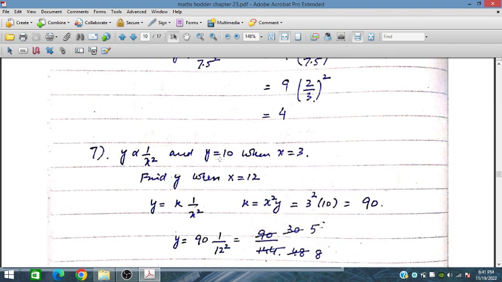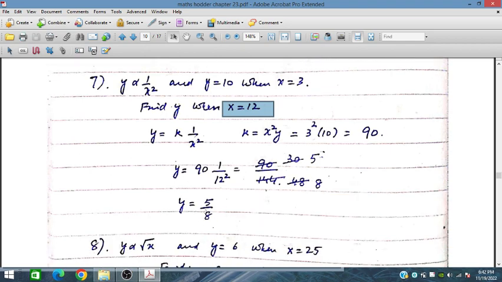Similarly for this relationship, y is proportional to 1 over x squared, and y is equal to 10 when x is equal to 3. So from this we have obtained the value of k is equal to 90, and then by placing 90 here and x is equal to 12 here, y can be obtained as 5.